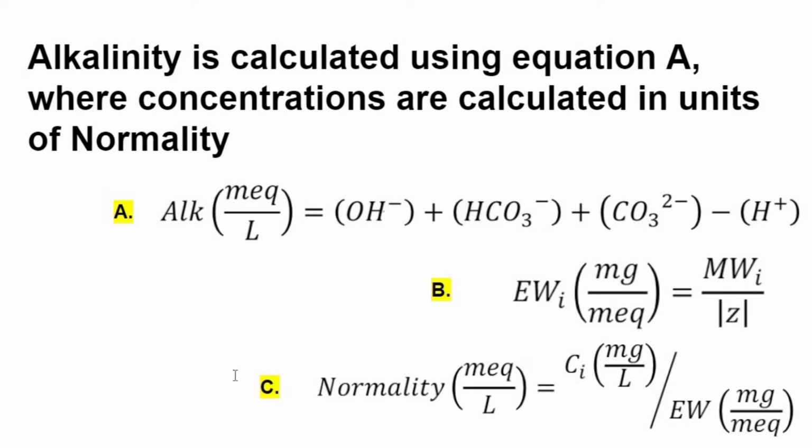So here is my equation list. We have A, B, C, and alkalinity is calculated using equation A, which is this one, where concentrations are calculated in units of normality. So you can see baking soda, or HCO3, which is sodium bicarbonate, or bicarbonate, excuse me, is right here, and so it contributes to alkalinity, but alkalinity is measured in meq over liters, and in order to find that, you need these two equations, which find normality and equivalent weight.